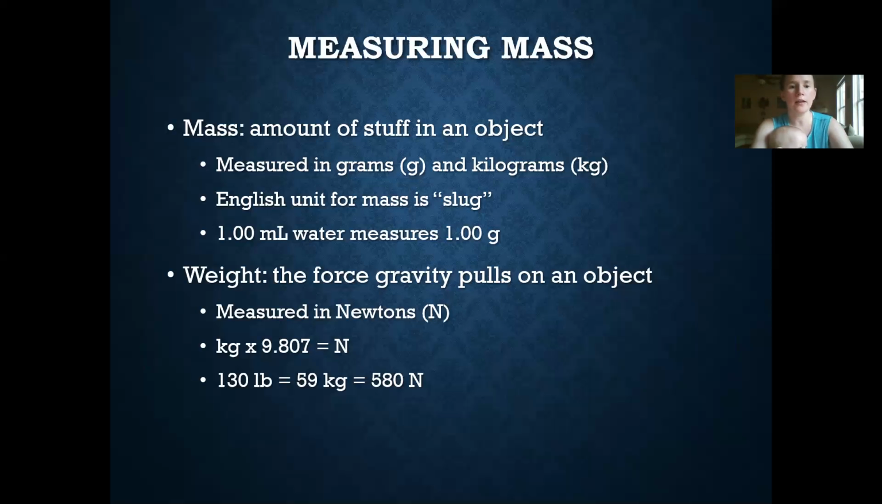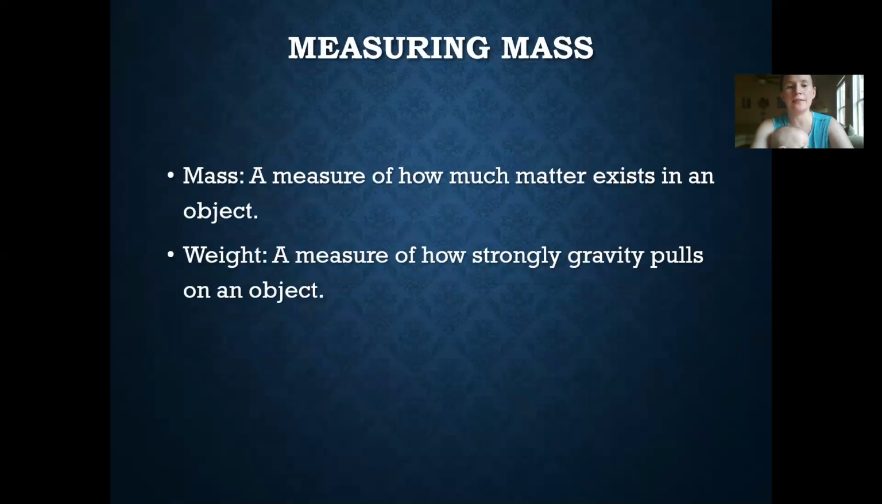So again, mass is a measure of how much matter exists in an object, and weight is a measure of how strongly gravity pulls on an object. This is the sort of thing a fella ought to know. You might have a test question asking you to write out the definition of these terms.